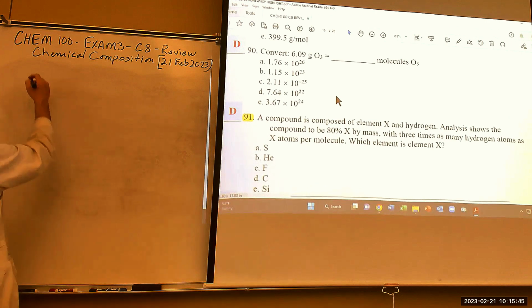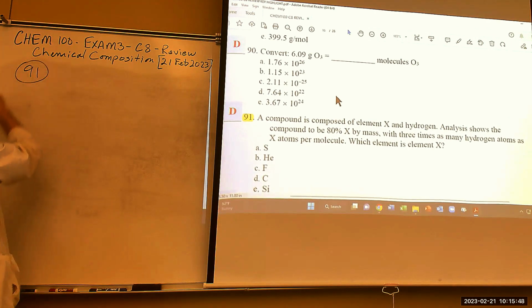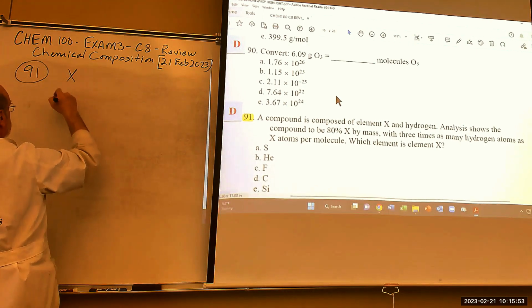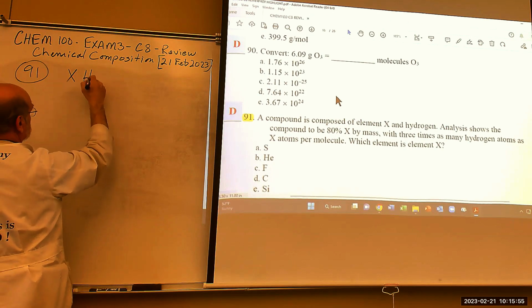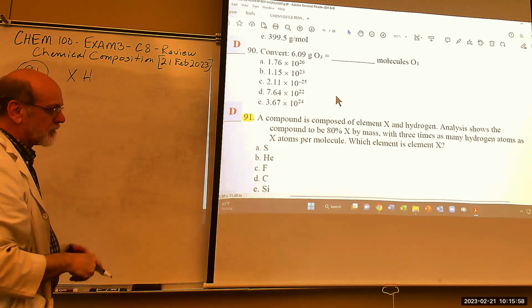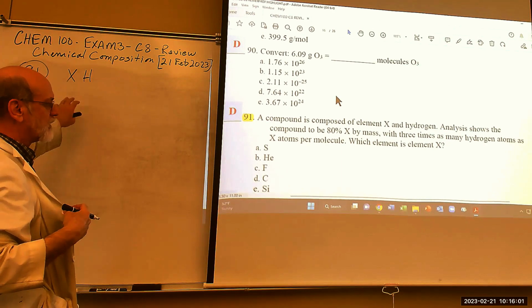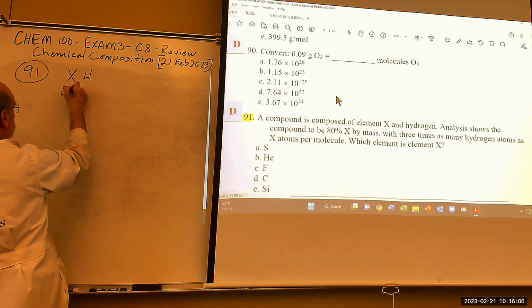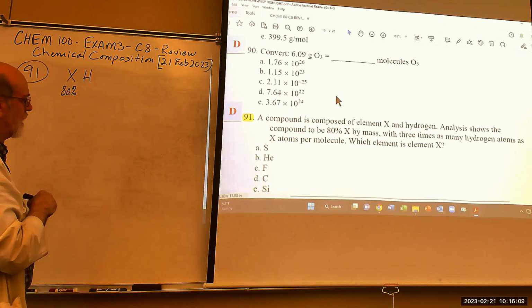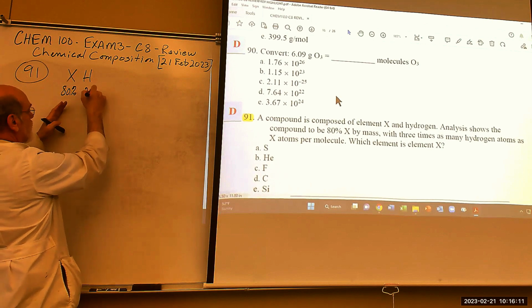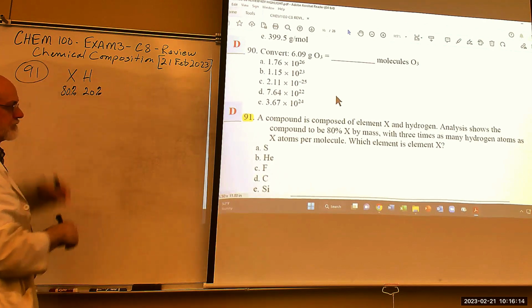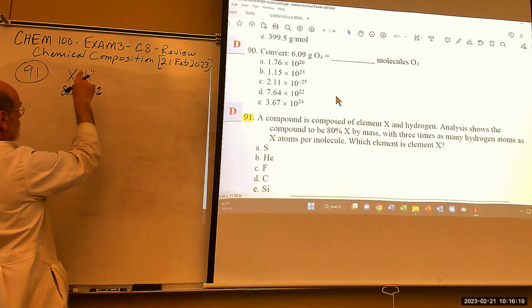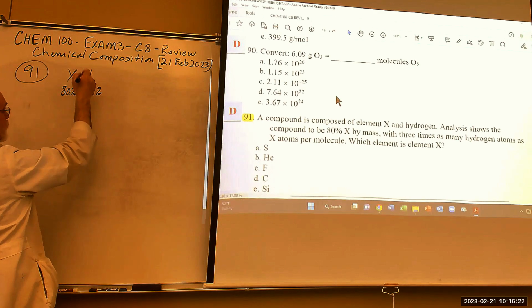91, I can see the whole thing down there, so we'll just do this one. A compound is composed of element X and hydrogen. We don't know what their ratios are yet. Analysis shows the compound is 80% X by mass. That means hydrogen is 20%, correct? With 3 times as many hydrogen atoms as X. So if this has 3 times as many atoms, we know that's 3.